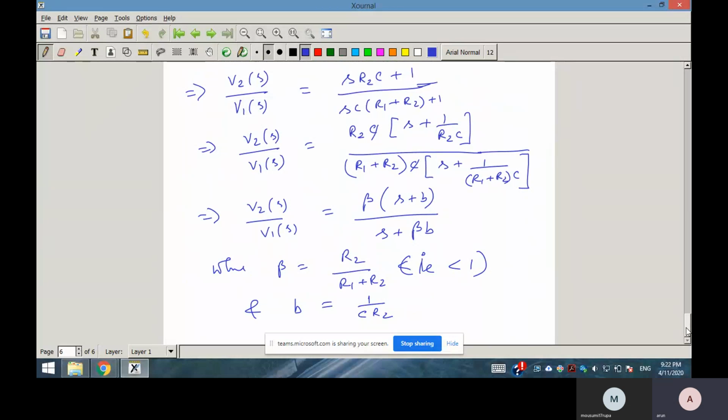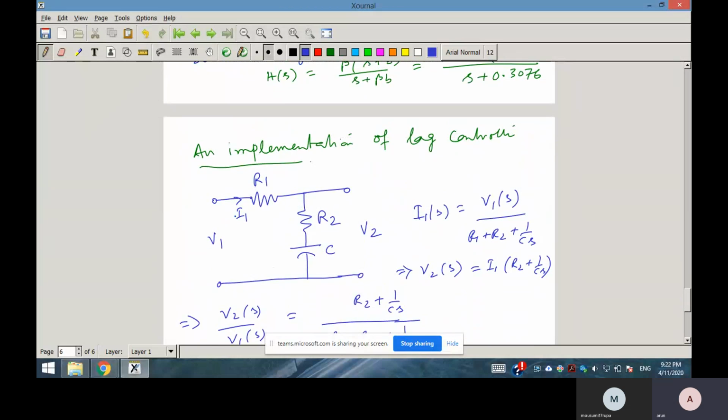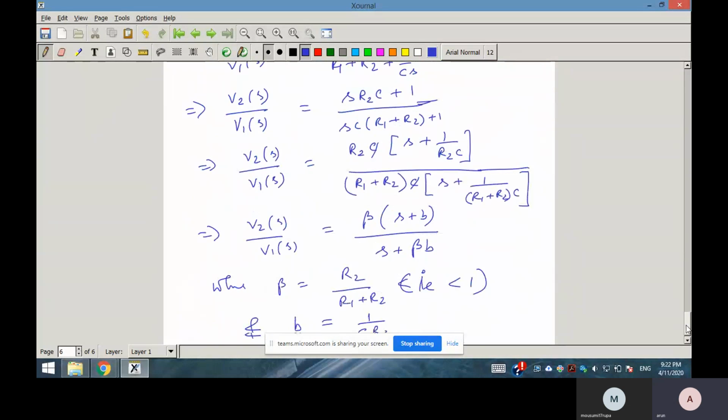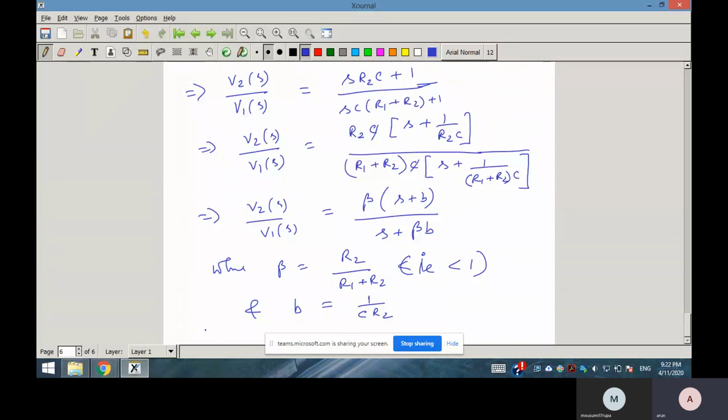So that means this circuit represents a lag controller. As one note, no feedback amplifier is needed here. So this is about the lag controller.